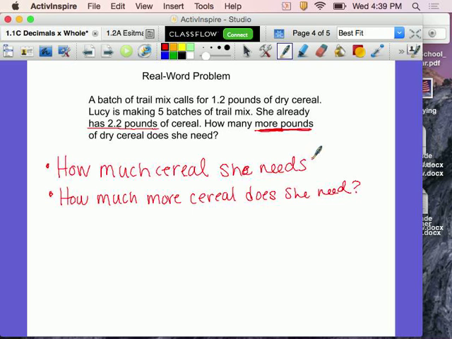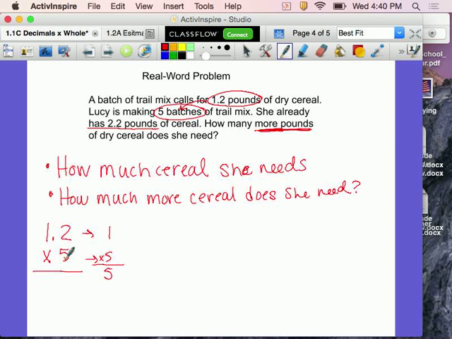Well, back to the problem again. So let's analyze it. It calls for 1 2/10 pounds of dry cereal, and she's making 5 batches. So she's going to need this 1 2/10 pounds 5 times. So I said times, I know I need to do times. So 1 2/10 times 5. And we can go ahead and do our estimating. 1 2/10 is about 1. 5 is 5. So our estimate is about 5.